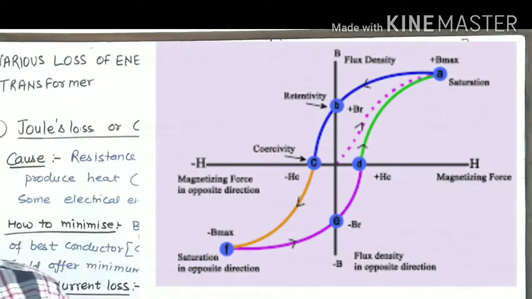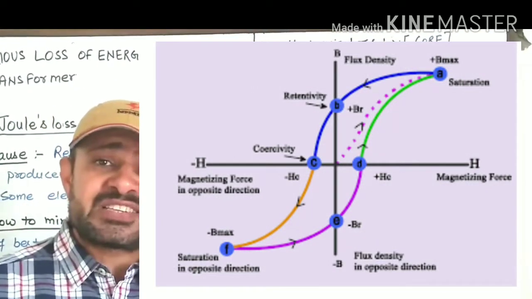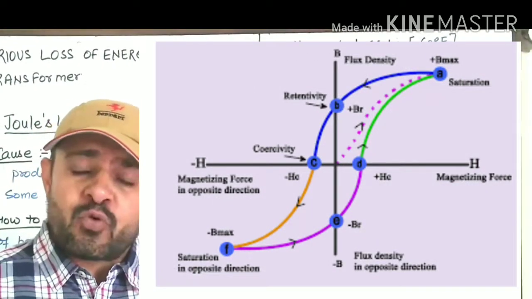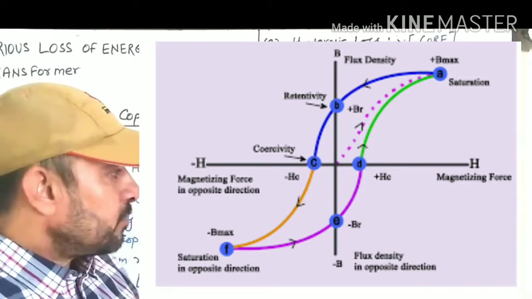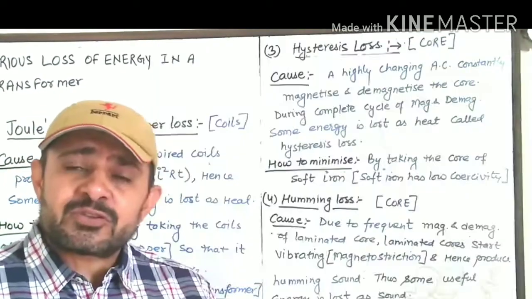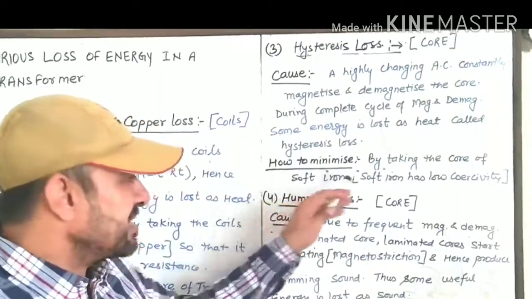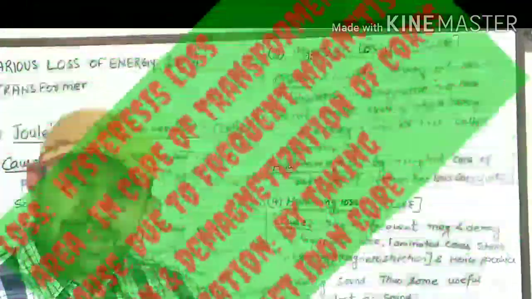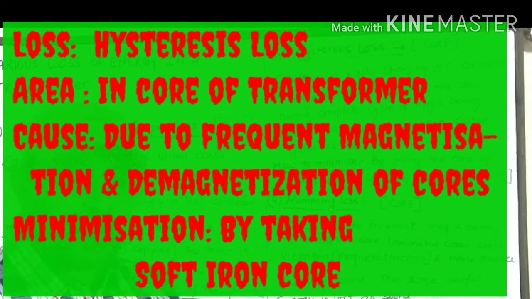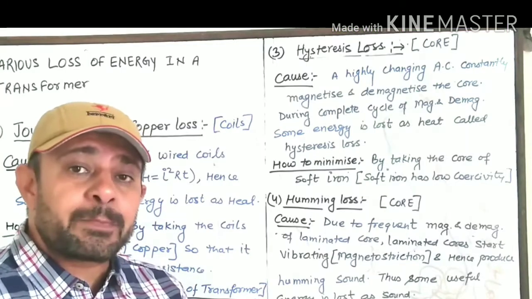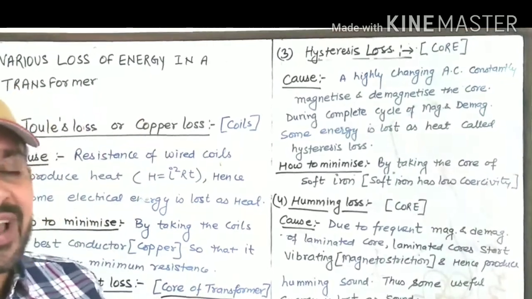Narrow hysteresis curve means the curve whose coercivity is smaller, the curve whose magnetism can be destroyed easily. So by taking a soft iron core, we can minimize this loss. This loss can be minimized by taking a soft iron core because soft iron has the lowest coercivity, or you can say the narrowest hysteresis curve, or we can call it the BH curve also. You will study it in higher classes.